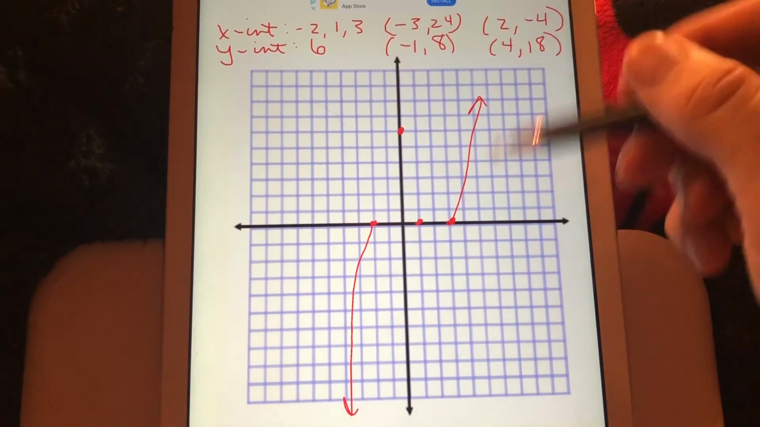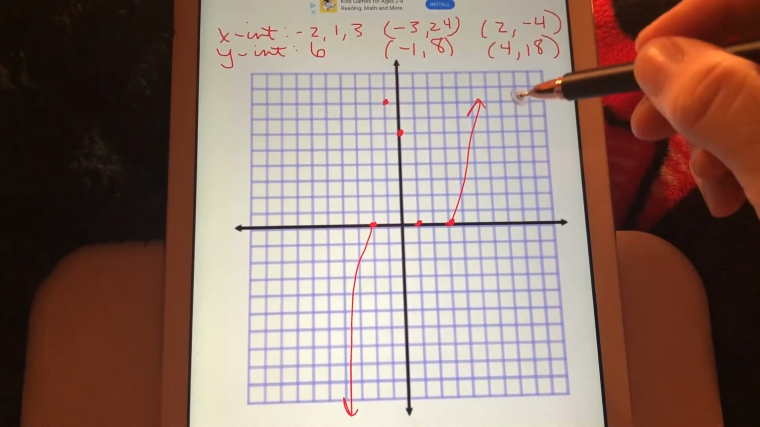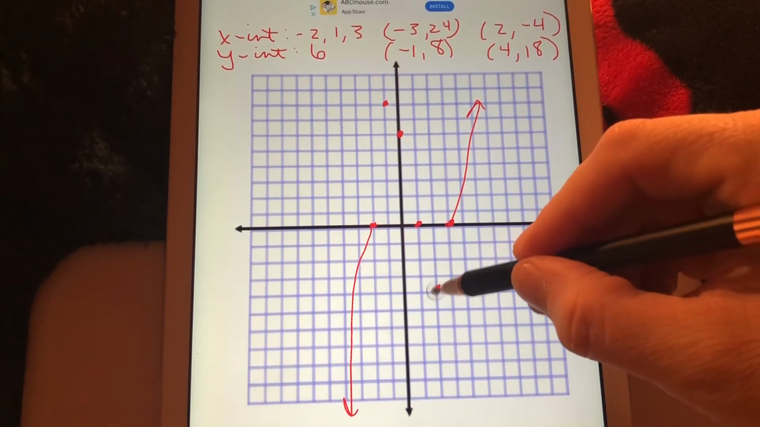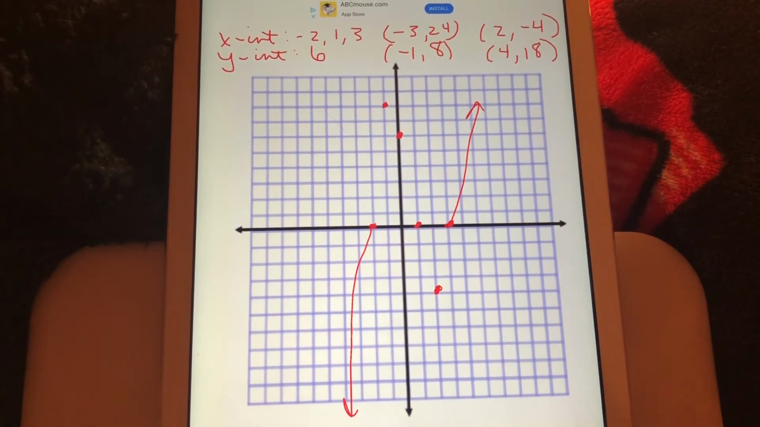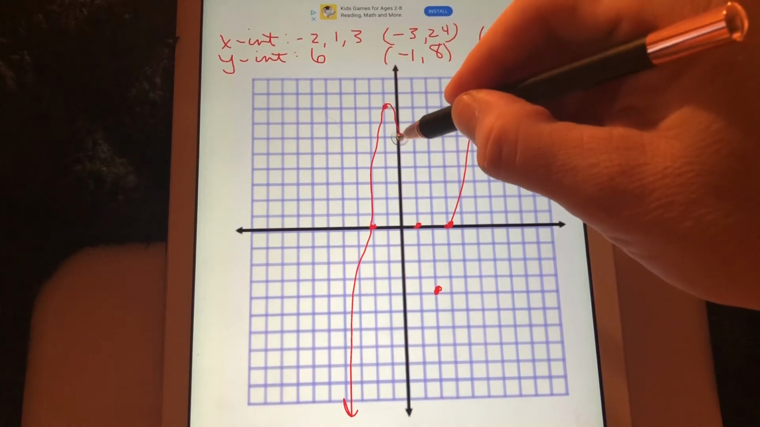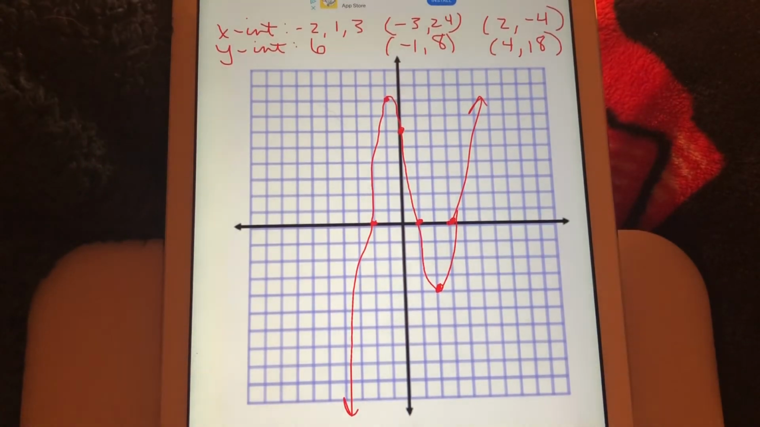So we're going to plot the (-1, 8), which is going to be up here, and the (2, -4), which is going to be down here. So using the test points that we found and all the intercepts, we know the graph is going to look like this. Remember, all of our multiplicities were 1, so at each of those x-intercepts, the graph is going to cross the x-axis. All right, so there's the graph for number 11.